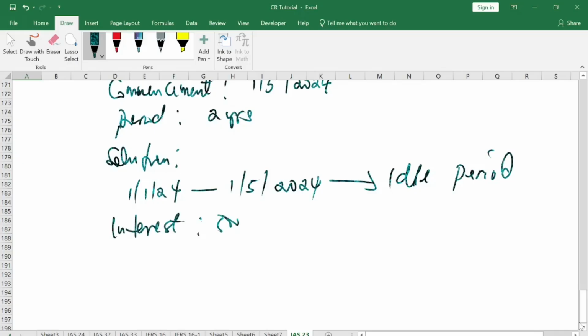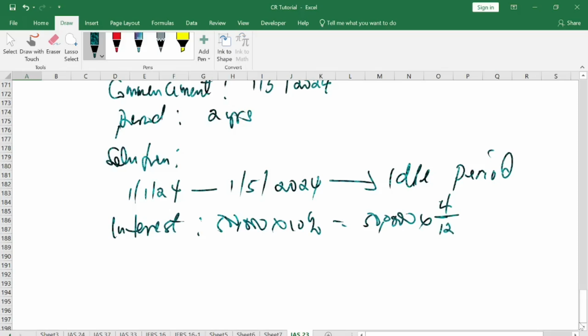So you have 500,000 times 10%, which is 50,000 per year. 50,000 per year multiplied by how many months? From 1st January to May: January, February, March, April, 4 months. So for these 4 months, this money was what?